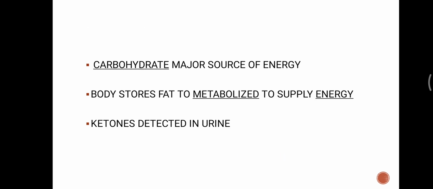However, when the use of available carbohydrates as the major source of energy becomes compromised, the body will store fats to metabolize to supply energy, so that ketones are then detected in the urine.